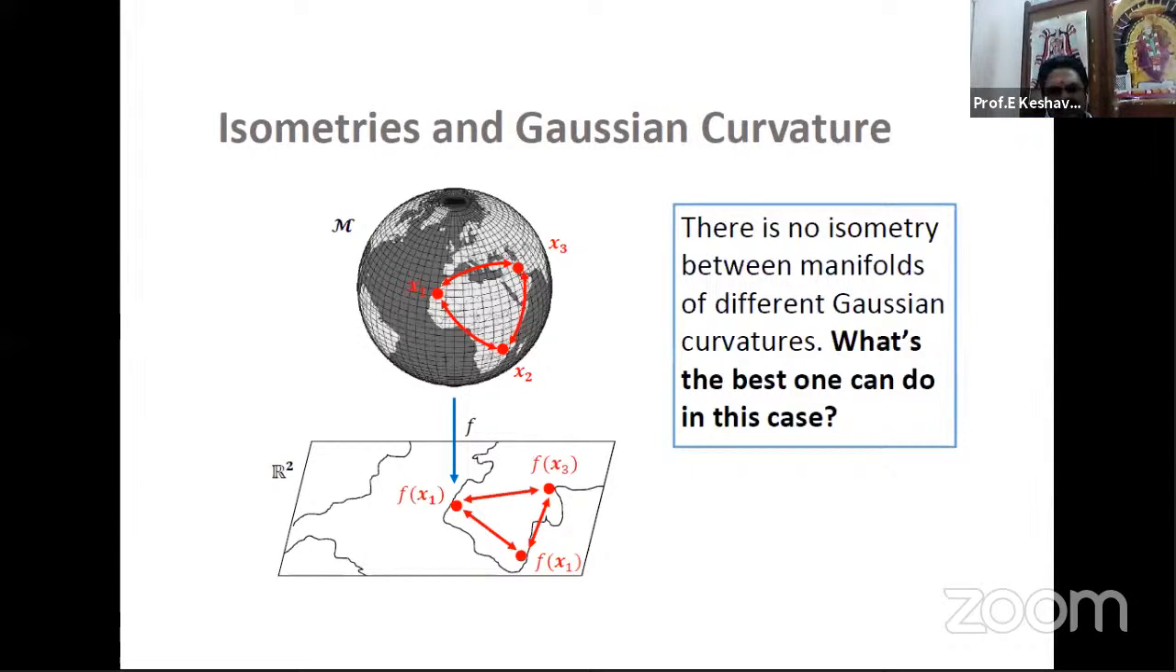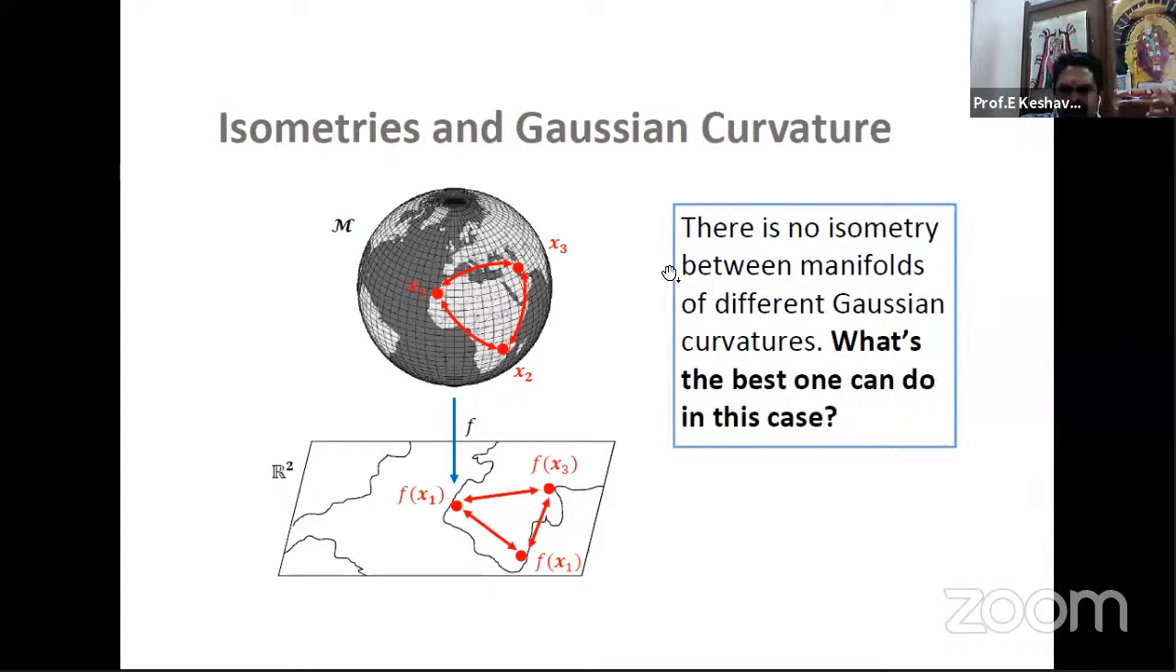Isometries and Gaussian curvatures. If you see Gaussian curvature, I already told you. So this is m, suppose this is x1, x2, x3. There is no isometry between manifolds of different Gaussian curvatures. What's the best one can do in this case? See, this is the case, and this is R2. Now this f of x1, f of x2, and f of x3. So this comes from this one to this one.